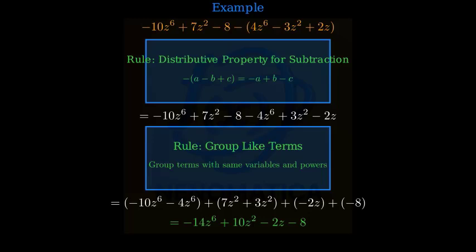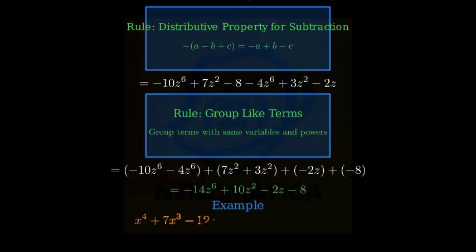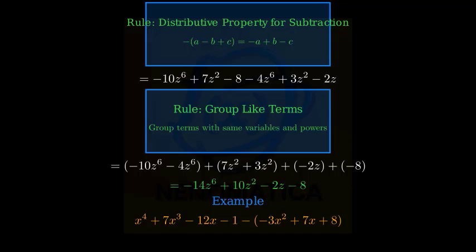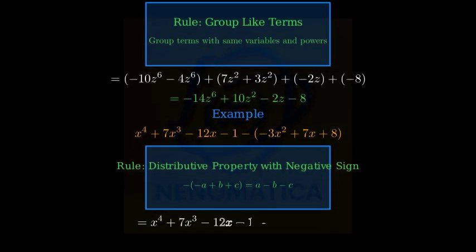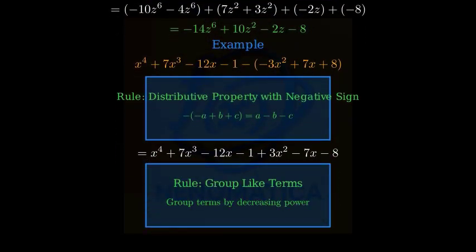For our final example, let's look at a more complex expression. We have x to the fourth power plus 7x cubed minus 12x minus 1 minus the expression negative 3x squared plus 7x plus 8. First, we distribute the negative sign to each term in the second expression. So we have x to the fourth power plus 7x cubed minus 12x minus 1 plus 3x squared minus 7x minus 8. Now we'll rearrange and group like terms.